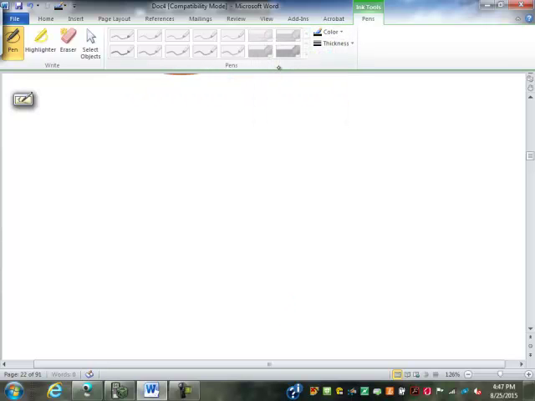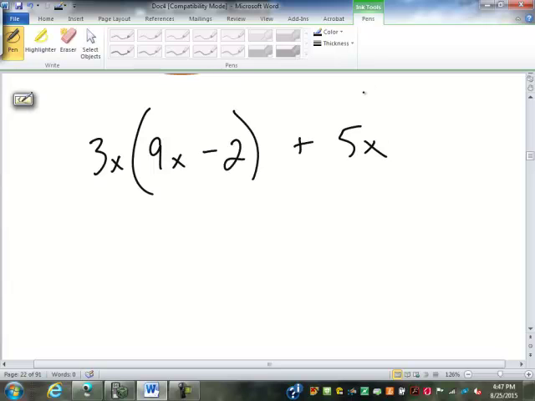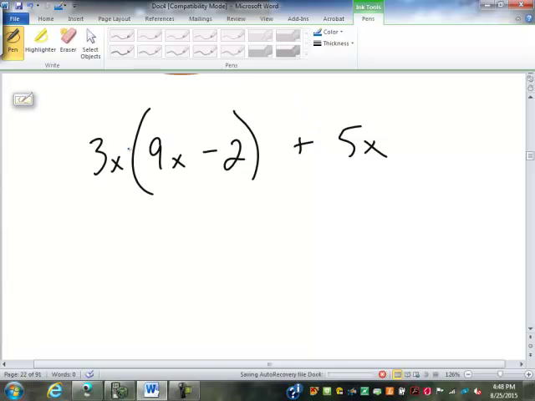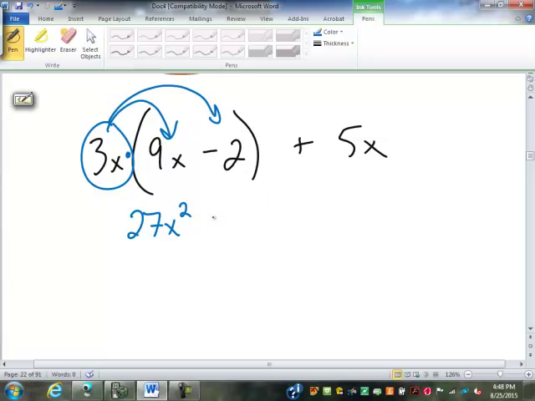So we might try something like this. And I'm going to give you guys a couple minutes to try that one. Where do we start? We're going to multiply. 3x times 9x is 27x squared. Okay? And then 3x times negative 2 is negative 6x.